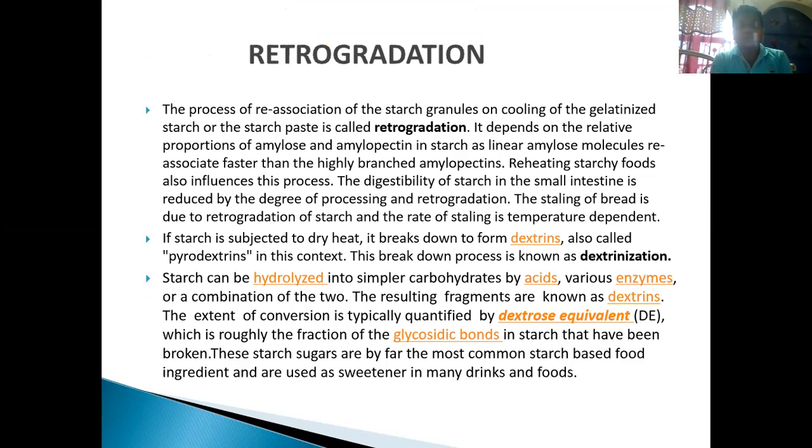Retrogradation: the process of reassociation of the starch granules on cooling of the gelatinized starch or the starch paste is called the retrogradation process. It depends on the relative proportions of amylose and amylopectin in starch, as linear amylose molecules reassociate faster than the highly branched amylopectin. Reheating starch foods also influences this process. The digestibility of starch in the small intestine is reduced by the degree of processing and retrogradation.